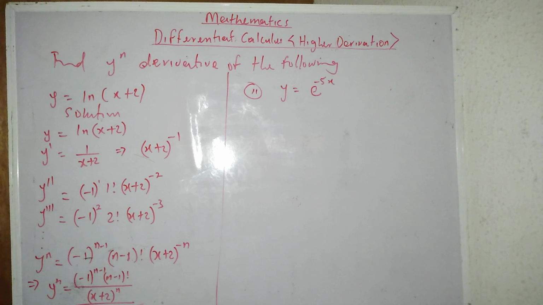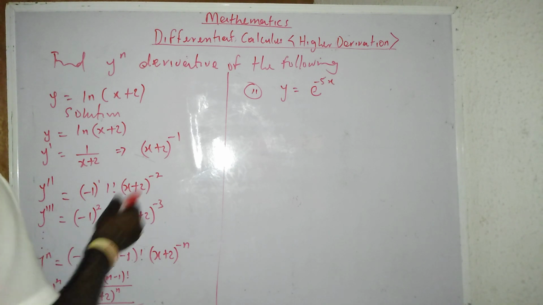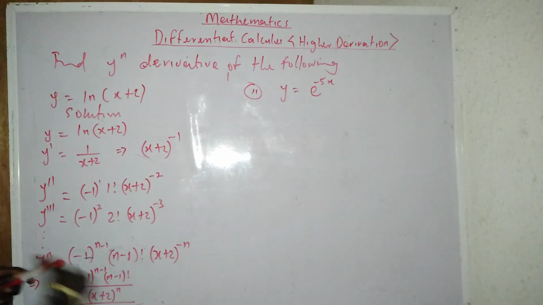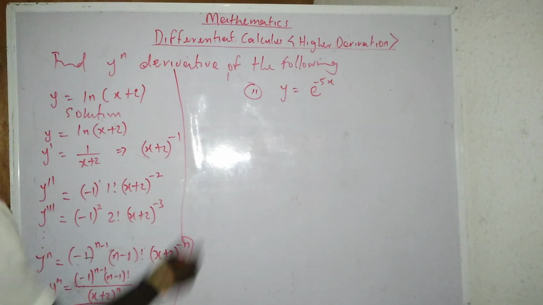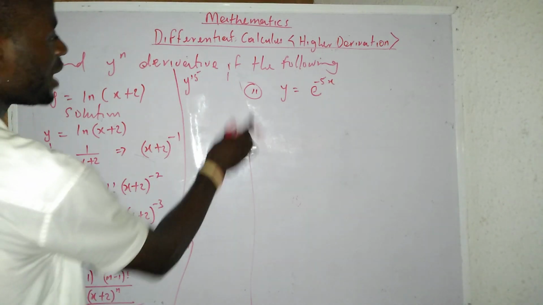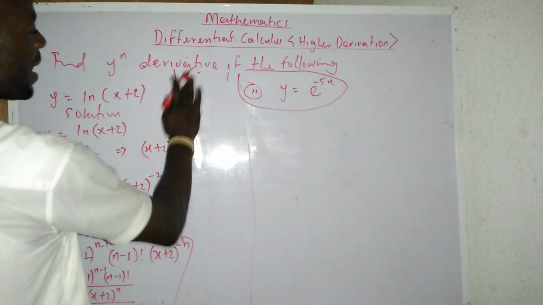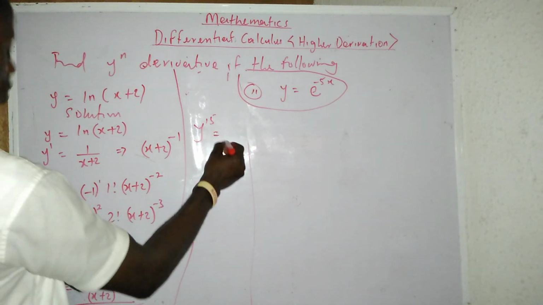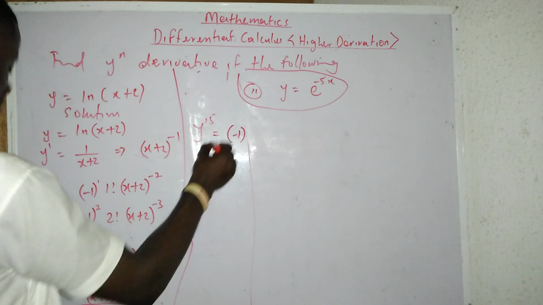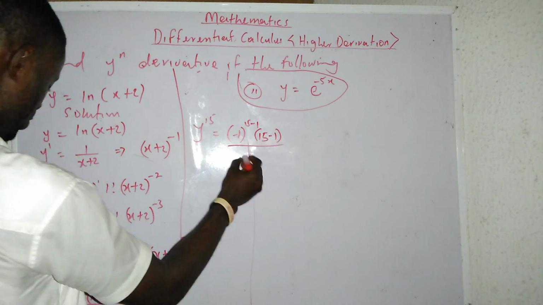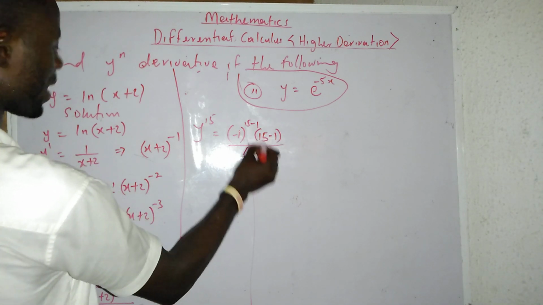With the help of this, I can find the 15th derivative. If I want to find the 15th derivative, I will just do it like this. My n of 15 will now be what? Let me circle this question first. For n of 15, it means I will have minus 1 raised to power 15 minus 1, factorial, all divided by x plus 2, all bracket of what?